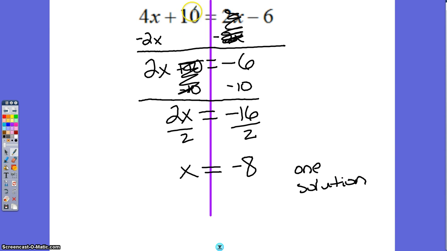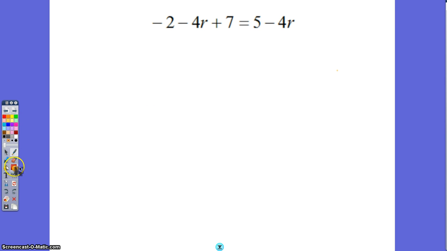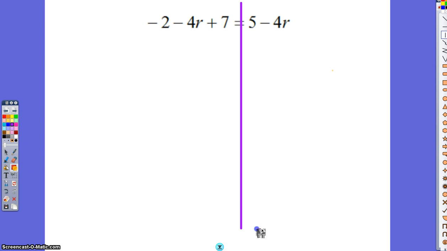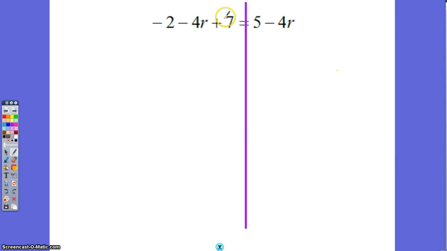So in this equation, the only thing that I could put into the x slots to make the left and the right side equal is an x value of negative 8. That's my one and only solution. Let's look at this one. I don't see any distributing that I need to do, but I do have a left side that needs to be simplified. So negative 2 and 7 are both regular numbers, and I can put them together. Negative 2 plus 7 is 5 minus 4r. The rest of the equation stays the same.